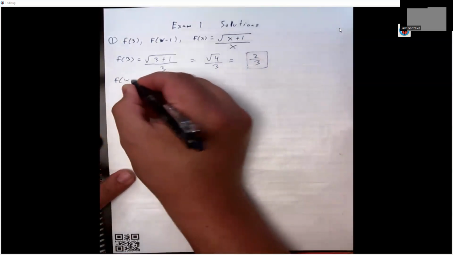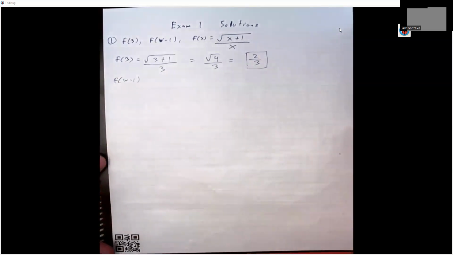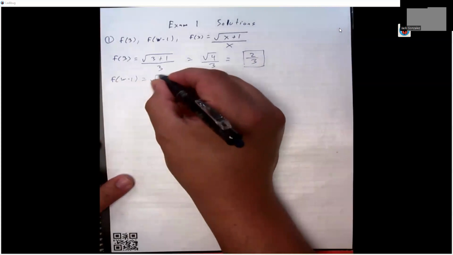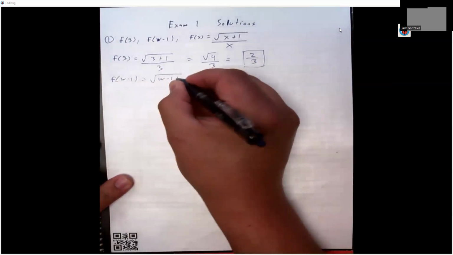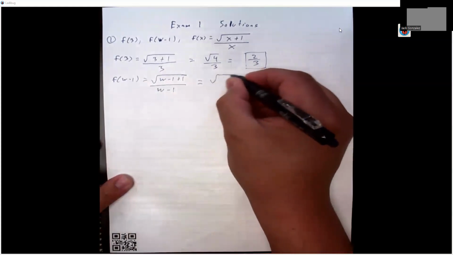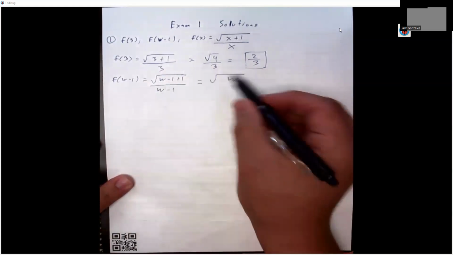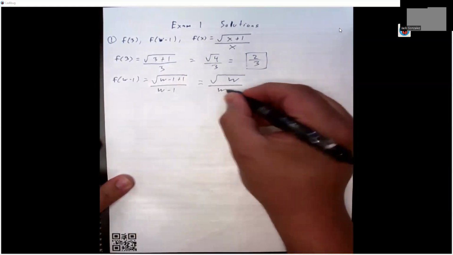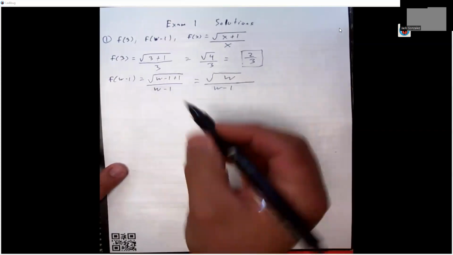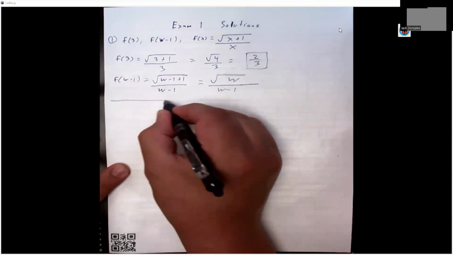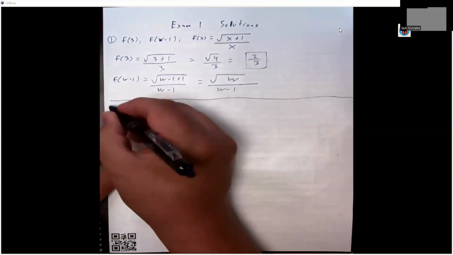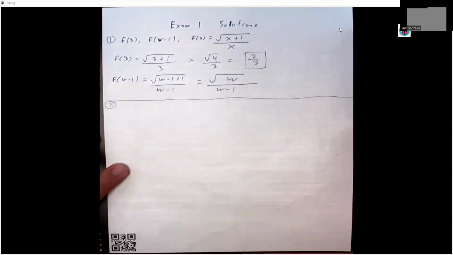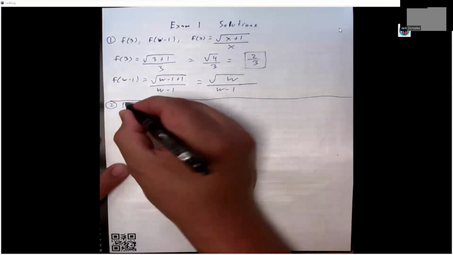F of W minus 1. Same thing, just reduce it. You get square root of W minus 1 plus 1 over W minus 1. So that'll give us square root of W, the ones will cancel, over W minus 1. So that's all I'm going to ask for number 1. Any questions on the first problem from exam 1? Straightforward, right?